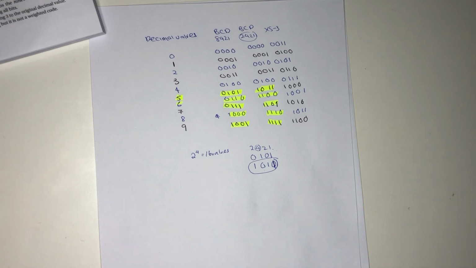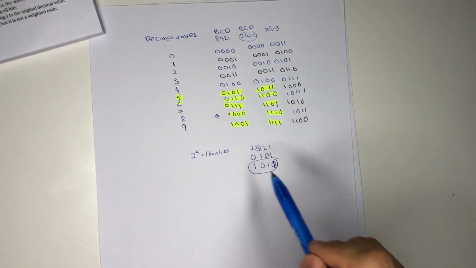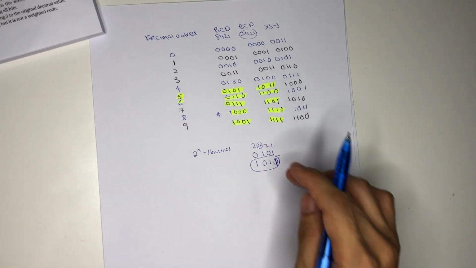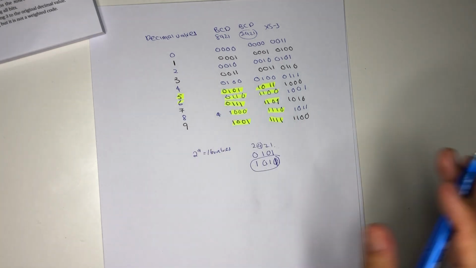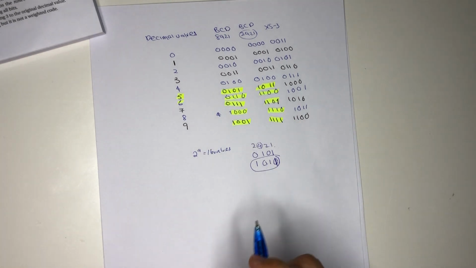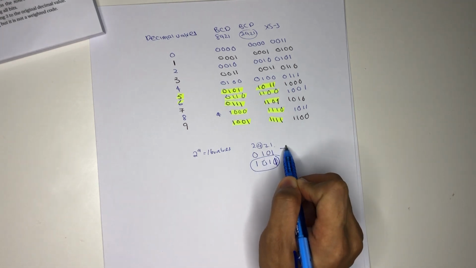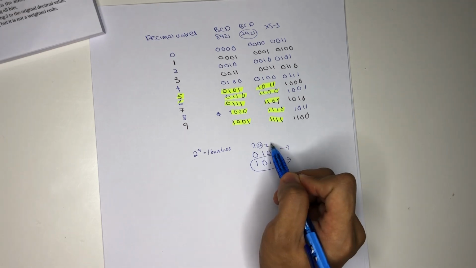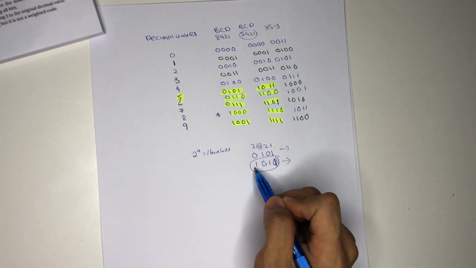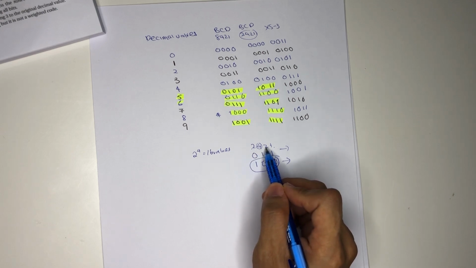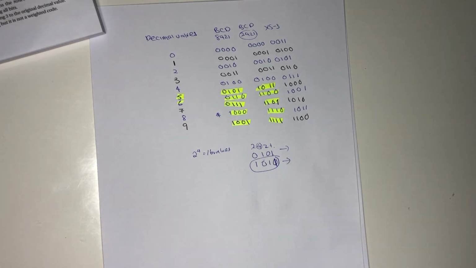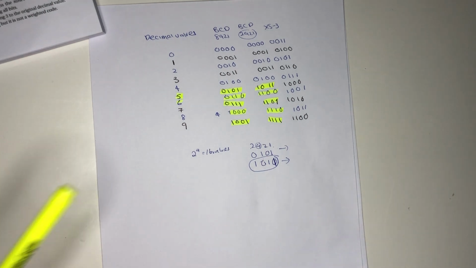I repeat, for BCD 2421, if a number has more than one representation, for example in this case number 5, the code with lower binary weight is used. Here we have 2 possibilities, this one and this one, right? But in this one the binary weight is 4 and 1. The other combination has binary weight 2, 2, and 1. So we chose this one because it has the lower weight.